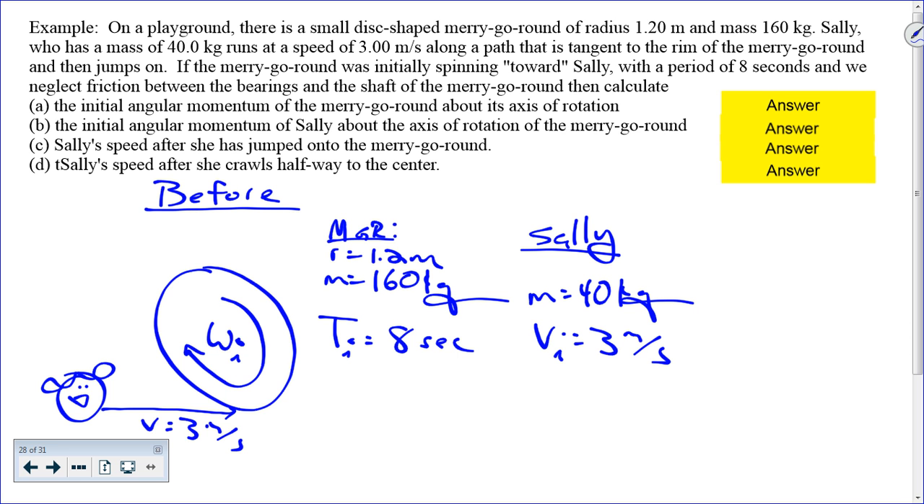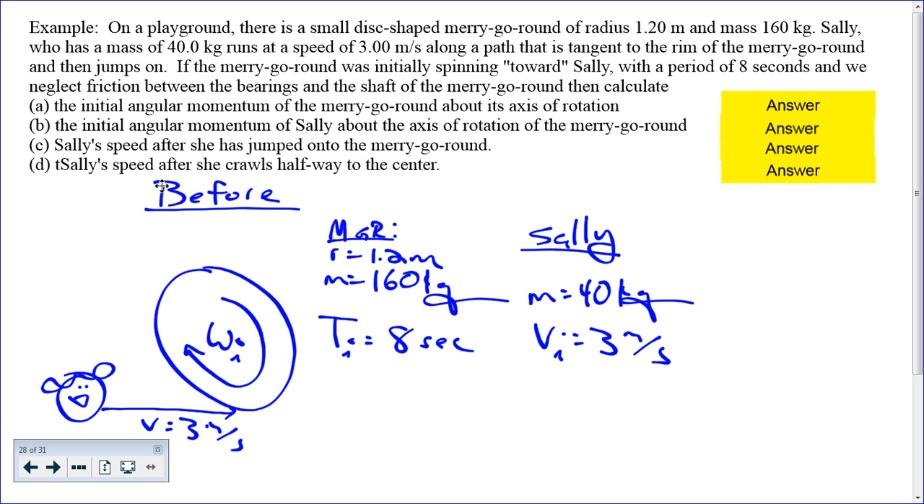All right, let's see. So we're going to have no friction or anything. Okay. So part A says find the initial angular momentum of the merry-go-round about its axis of rotation. Okay. So I guess before I do that, are there any questions on just all this given info here? Would it make it easier to just change the period into an angular? Yeah, that's exactly what we got to do.